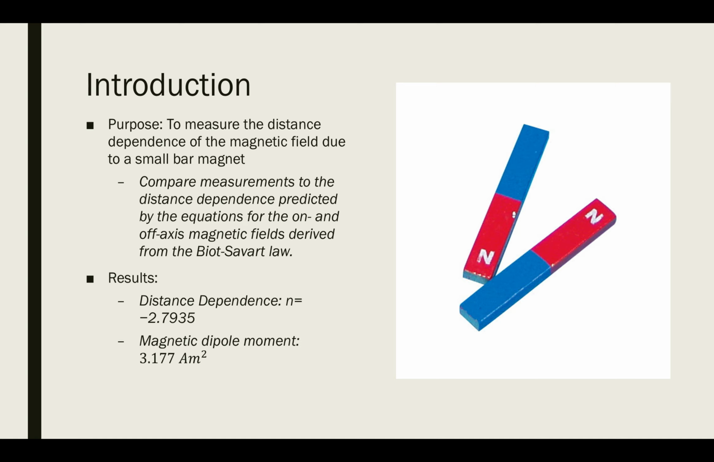In my results, I found the distance dependence to be n equals negative 2.7935, and my magnetic dipole moment to be 3.177 ampere meters squared.